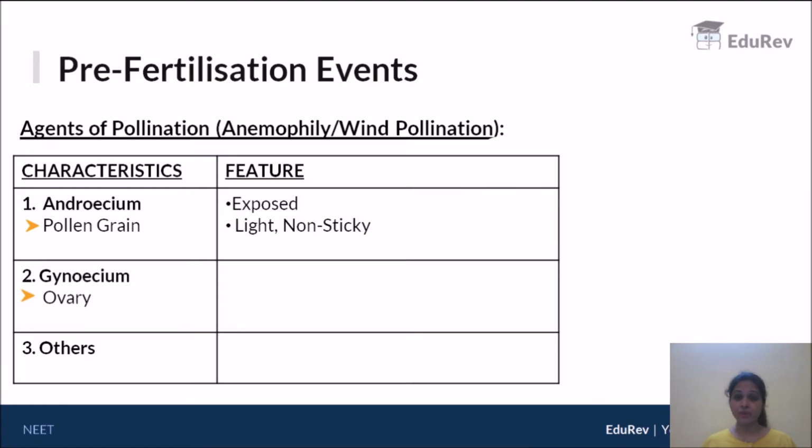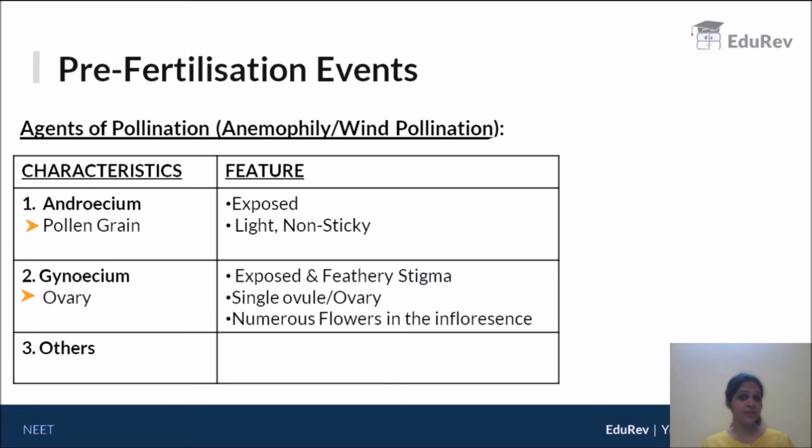Smooth nature is important. Likewise, the gynoecium must be capable of catching or holding the pollen grain that's present in the air currents. So in a way, the stigma must behave like a net, so it needs to be feathery and exposed. So here you will have an exposed and feathery stigma. However, the ovary generally has a single ovule. Single ovulated ovaries are what is present. But you will find numerous flowers in the inflorescence, clusters of flowers.